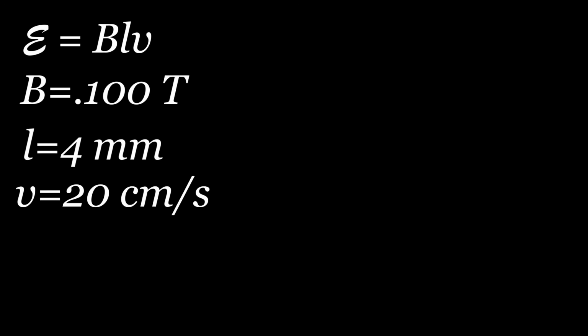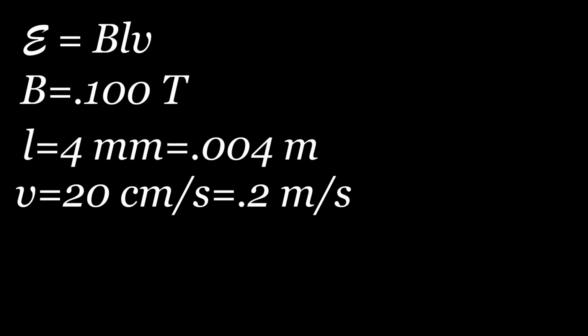So we know that the diameter of the pipe is 4 millimeters, but we want it to be in meters. So we'll convert that to meters, which is 4 times 10 to the minus 3, or 0.004 meters. And then we know that the velocity is in centimeters per second, but we want that in meters per second. If we convert 20 centimeters per second to meters per second, it gives us 0.2 meters per second.